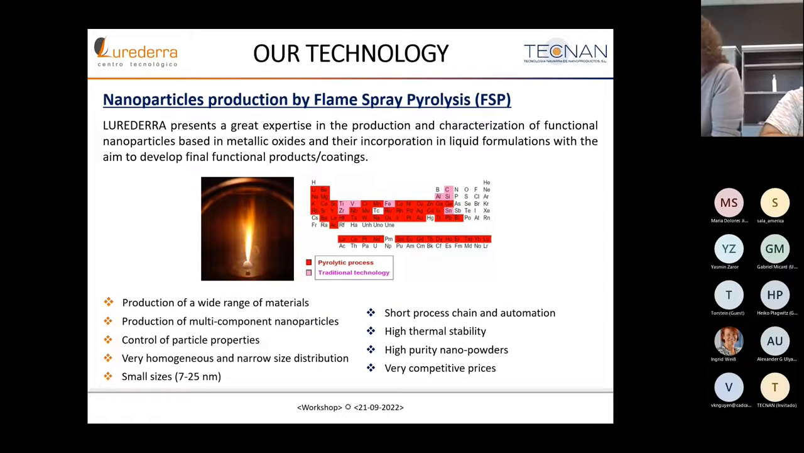During the years, we have become much more expert in that field, but during the last years we have been working on the incorporation of these nanoparticles into liquid and stable dispersions, and finally into ready-to-use products and different matrices able to be applied and to obtain nanocoatings with multifunctional properties. Now, in the next slides, I will try to show you some examples of these effects.